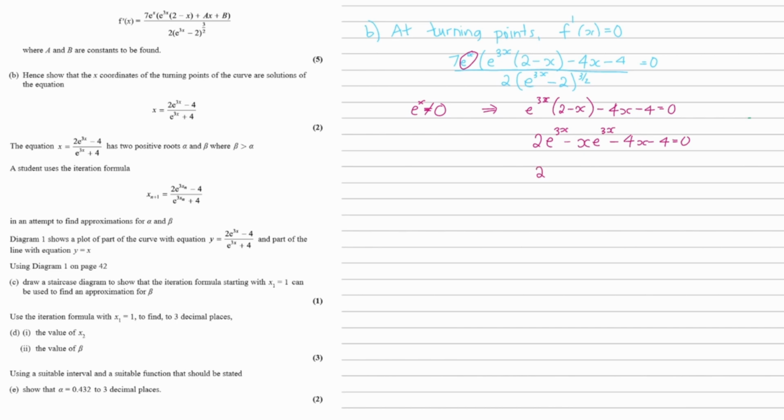We are then going to move all the x terms onto one side, so we'll have 2e to the power 3x minus 4 is equal to xe to the power 3x plus 4x. So we've moved that and that term. We can then factorize our x outside, so we will have x bracket e to the power 3x plus 4. And if we divide both sides by e to the power 3x plus 4, we will get x is equal to 2e to the power 3x minus 4 over e to the power 3x plus 4.